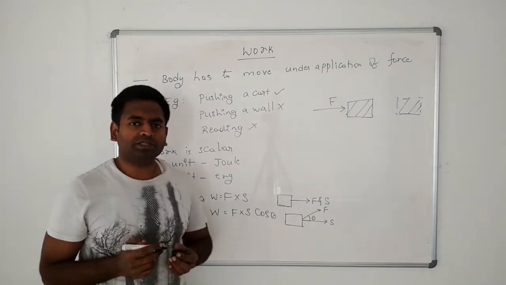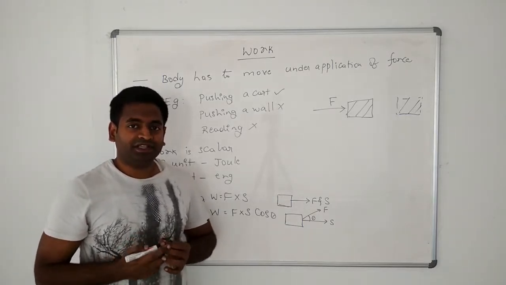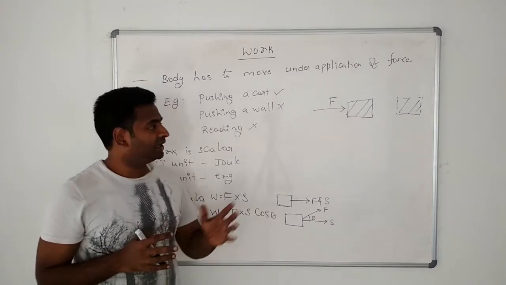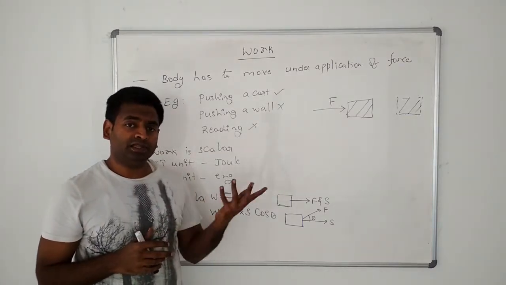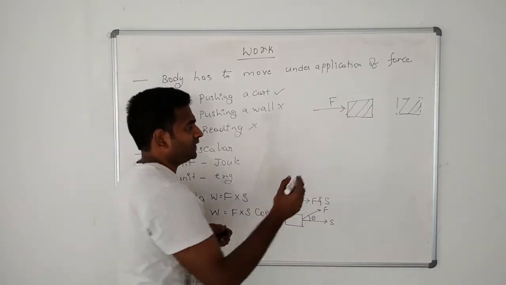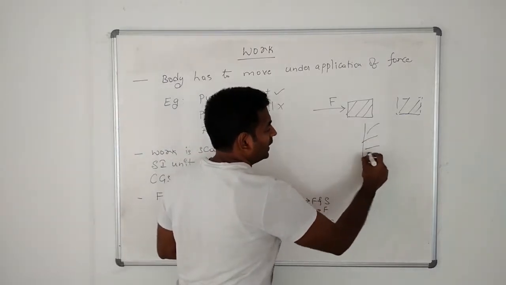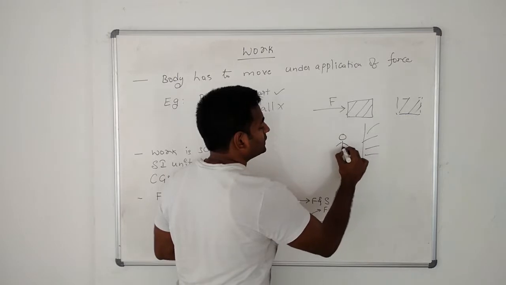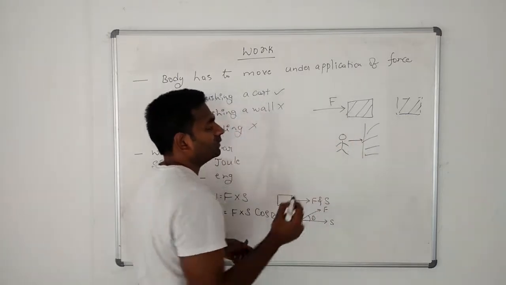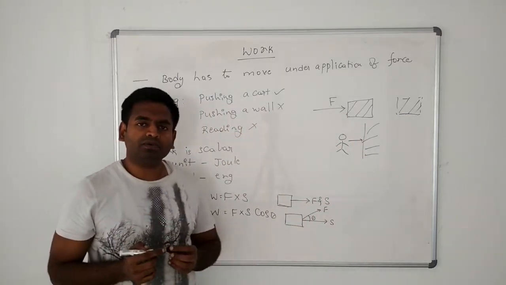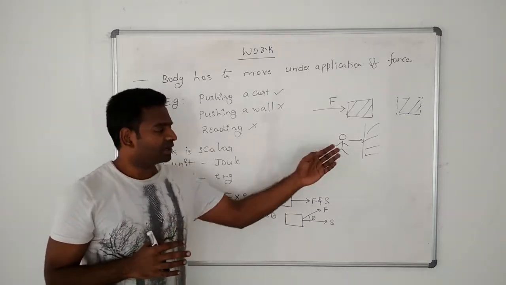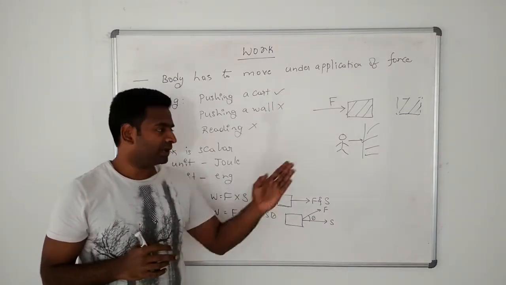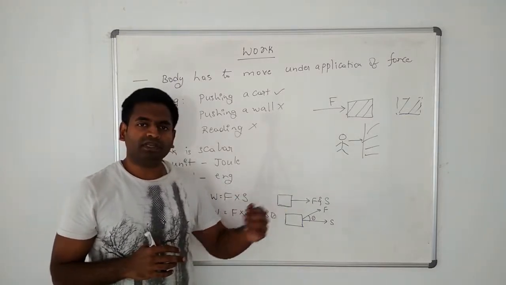The natural question is, what if there is no displacement? Then can we say that work is done or not? We will say there is no work done. For example, if there is a wall and a boy is pushing against the wall, does the wall move? Obviously not. Then can we say that work is done in that case? No. According to physics, we will say the work is not done.